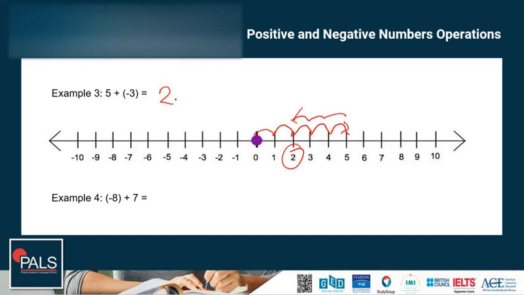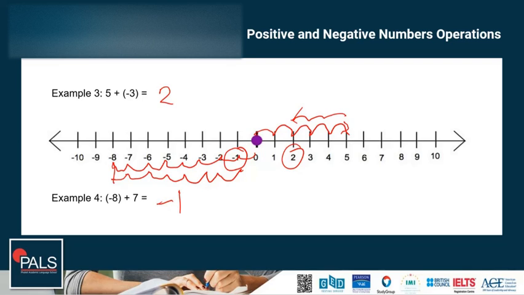Okay, another example. Negative 8 plus 7. Negative 8 is 8 units to the left. So we have 1, 2, 3, 4, 5, 6, 7, 8. Then from negative 8, positive 7 is 7 units to the right. 1, 2, 3, 4, 5, 6, 7. So the answer is negative 1.